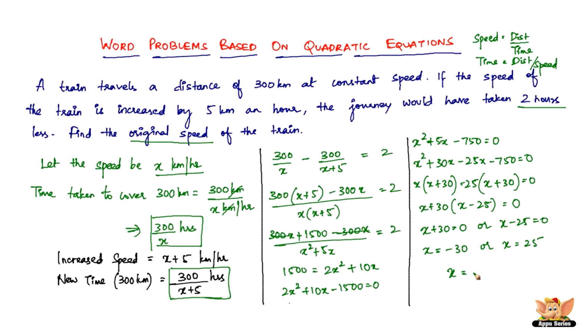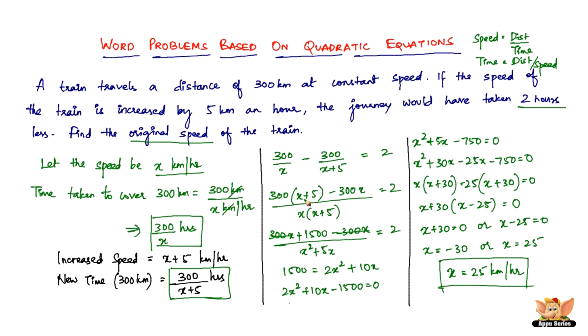So now we take x equals 25 kilometers per hour. Therefore the original speed of the train is 25 kilometers per hour. When it is increased by 5 kilometers per hour, it becomes 30 kilometers per hour, which is going to reduce the journey by 2 hours.